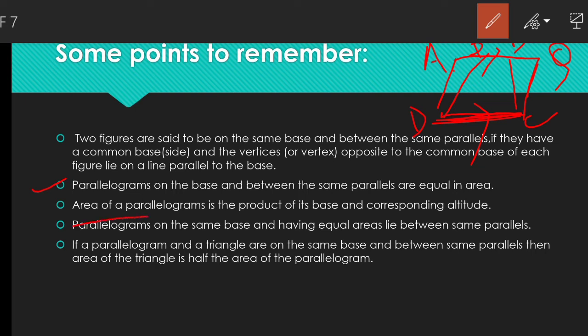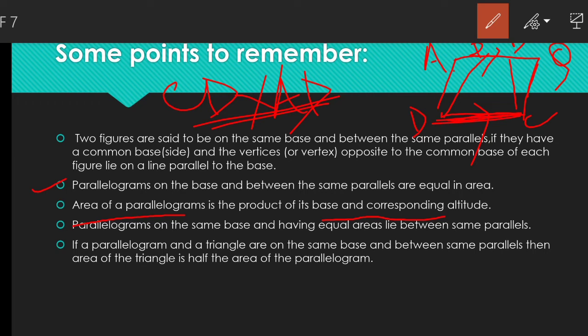So area of a parallelogram is the product of the base and the corresponding height. That means if ABCD is a parallelogram, the base is CD and the corresponding height will be AD. So by their product we can say that this is the area of the parallelogram.